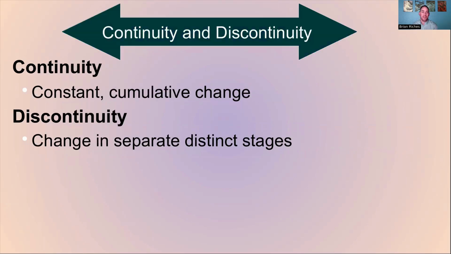Continuity versus discontinuity. Continuity is there kind of a constant slow growth, or discontinuity is are there little jumps in time? So do you have a sudden new ability or sudden new capacities to do things? And so we'll show some examples of all of these.